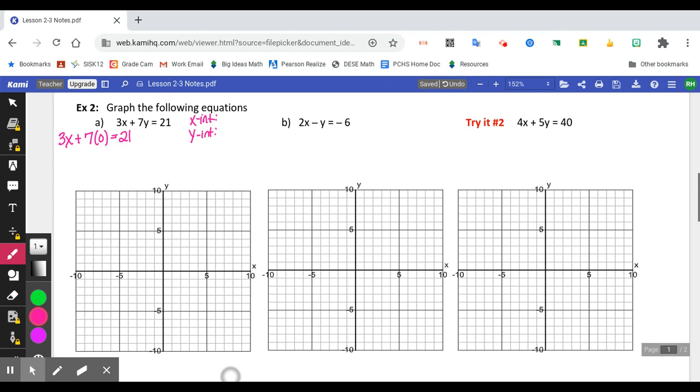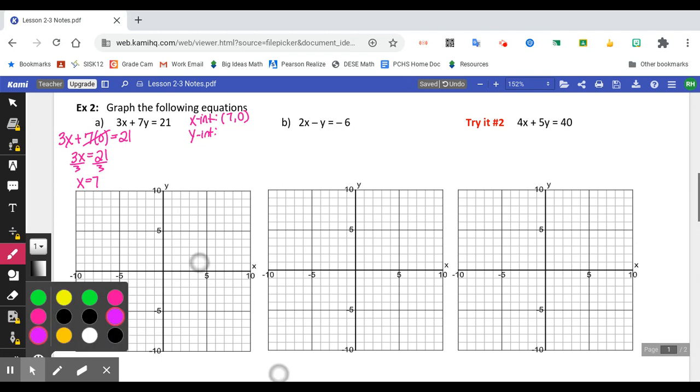7 times 0 would just be 0, so this would be canceling, and I'm left with 3x equals 21. If I divide by 3 on both sides, x equals 7. So my x-intercept is 7 and 0 for the y value. Okay, let's do it for the y.